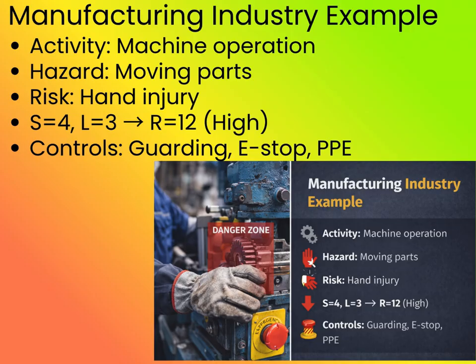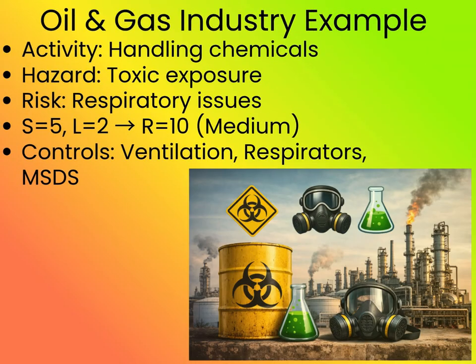In oil and gas industries, handling chemicals is very common. The hazard is toxic exposure. The risk could be serious respiratory issues. If severity is 5 and likelihood is 2, the risk rating becomes 10, which is medium. Control measures include proper ventilation, use of respirators, and awareness of safety data sheets.